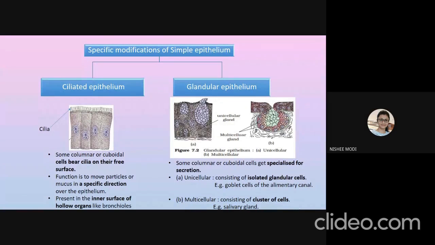And multicellular glandular epithelium consists of a cluster of cells. This cluster of cells secretes. One example is the salivary gland, which secretes saliva into ducts.